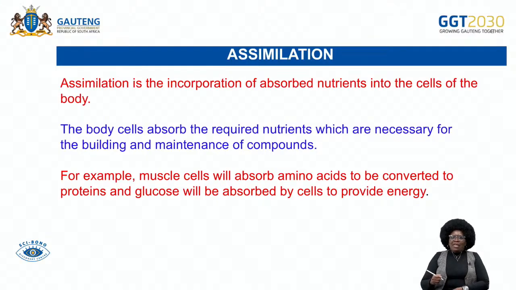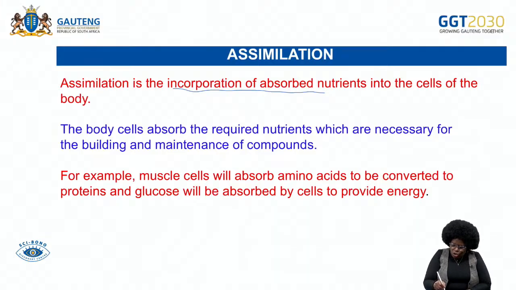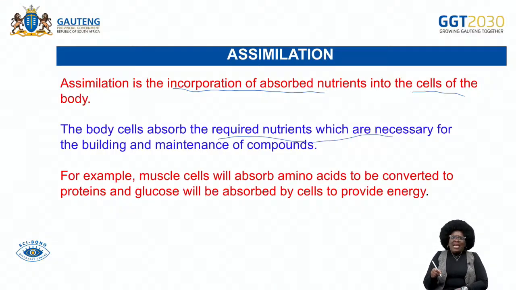Let us look at assimilation. Now, when food is in the blood, it must go to the tissues. Assimilation is the incorporation of absorbed nutrients into the cells of the body. The body cells absorb required nutrients which are necessary for building and maintenance of compounds.